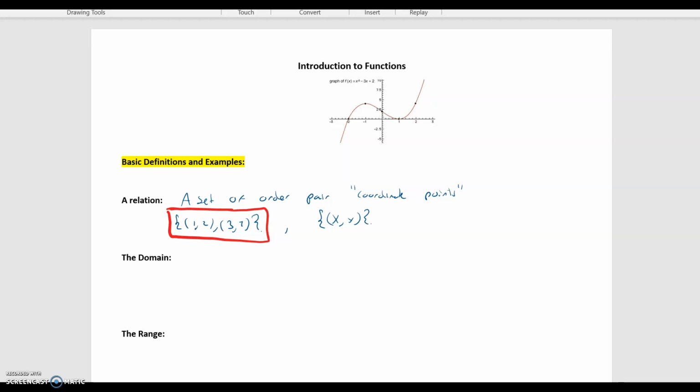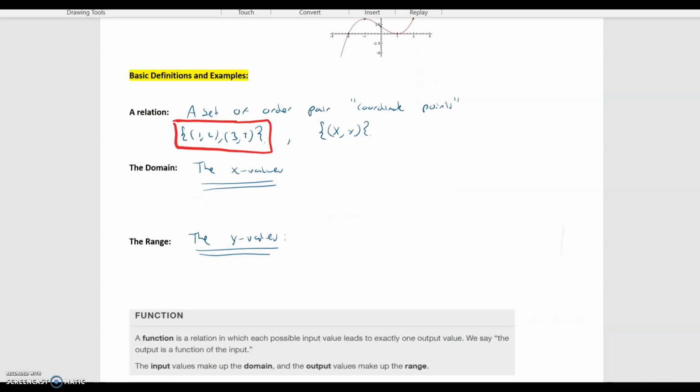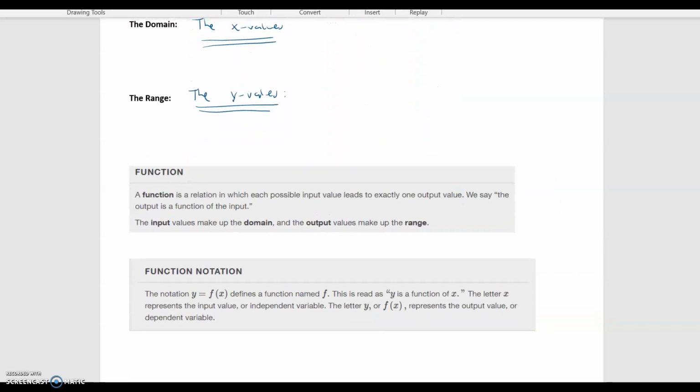Now, when we talk about the domain, we're referring to the x values. When we talk about the range, that would be the y values or the corresponding y values. And then also, when they talk about the x's, they're going to be referring to the input, y would be the output. As given here in the definition, these would be the x's, and technically the output would be your y values.